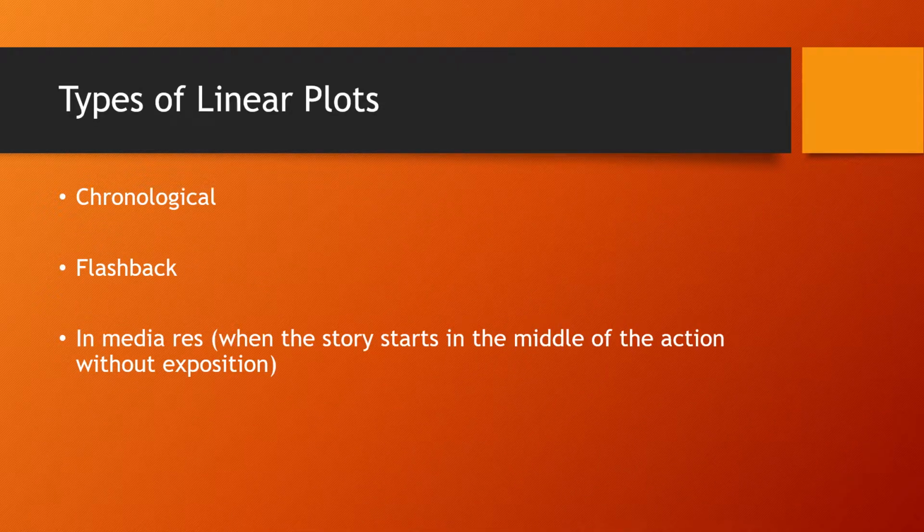There are different types of linear plots. We're going to go over three right now. The first one is chronological order, and that's a method of organization in which actions or events are presented as they occur or occurred in time. The second one is flashback, and that is when there is an interruption of the chronological sequence of an event or earlier occurrence. And the last one is in media res, and that's when the story starts in the middle of the action without exposition.